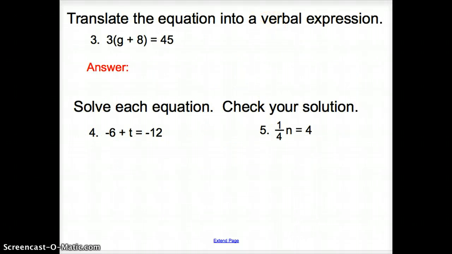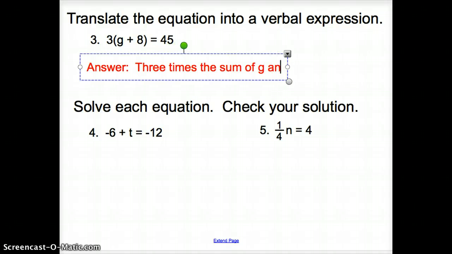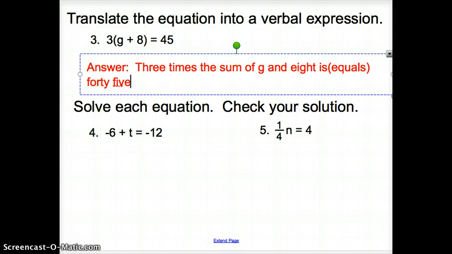Now, let's translate the equation into a verbal expression. So here we look at number 3. I have 3 times what? And I'm going to type it here for us. 3 times, and what am I doing right here? I am adding. Well, what is adding in math? What is that big word? It is sum, so it's 3 times the sum of, what am I adding together? G and 8 is, or you could say equals, 45.